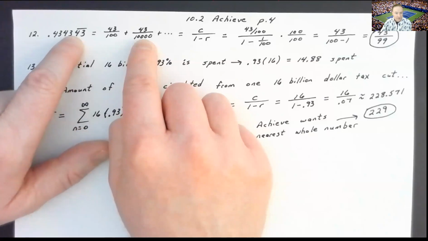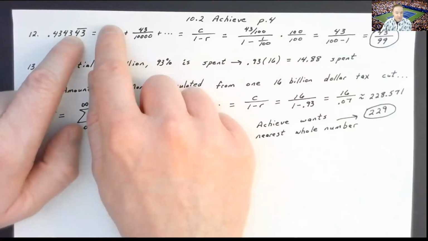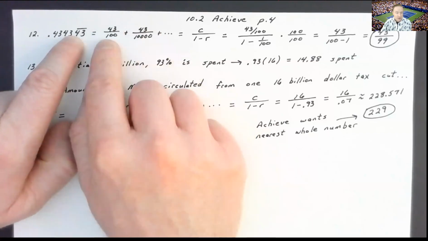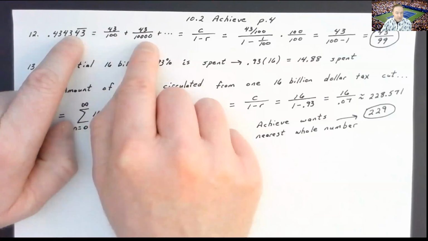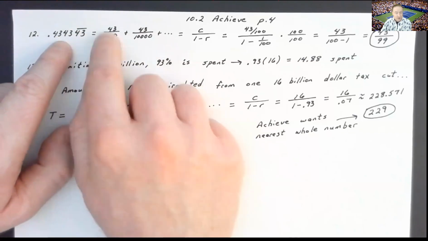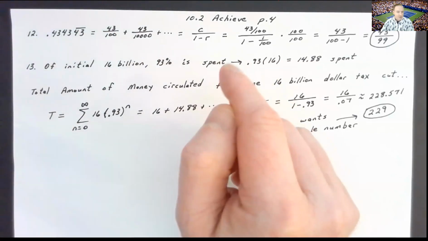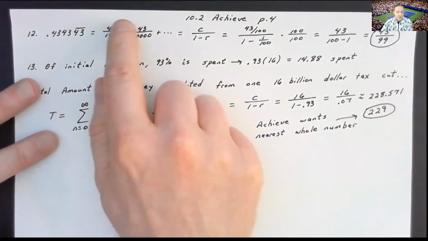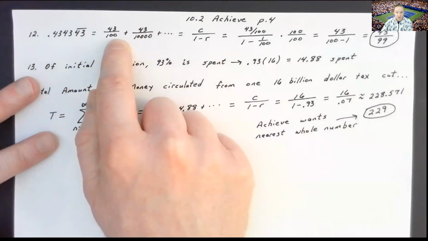What do we know is happening? Well, the numerator is getting multiplied by 1 because it's not changing. Your denominator is getting multiplied by 100 every time you go 2 more decimal places. So you can say, oh, this is a geometric series with a common ratio of 1/100th and a first term of 43 over 100. So that's what I did.